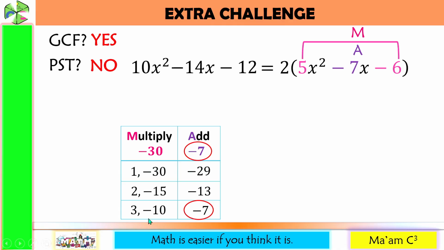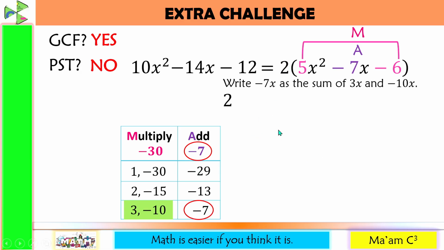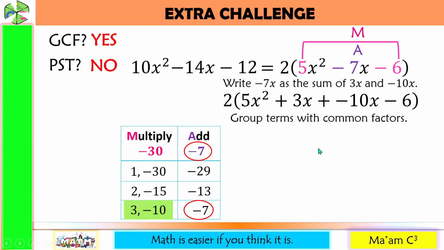So it means we're going to use 3 and negative 10 when we rewrite negative 7x. Let us do that. Don't forget that we have a GCF. Let us write it first, and then let us copy 5x squared. Now let us rewrite negative 7x using positive 3x plus negative 10x. And then let's copy negative 6. Let us group terms with common factors. I will be grouping these two and these two.